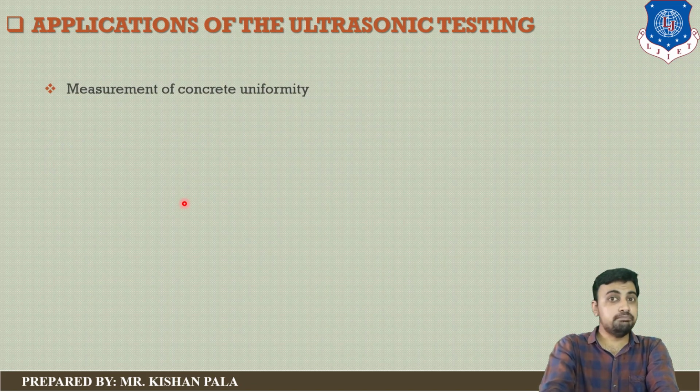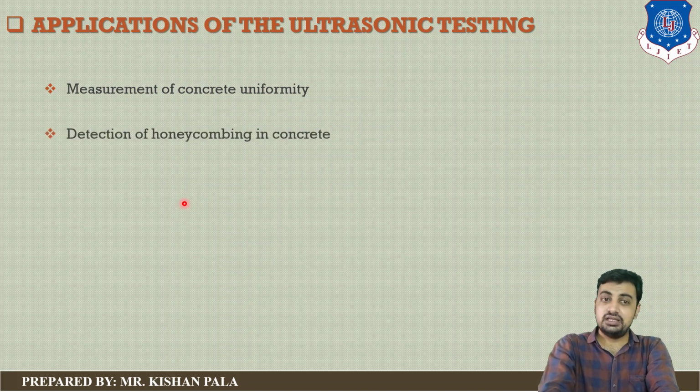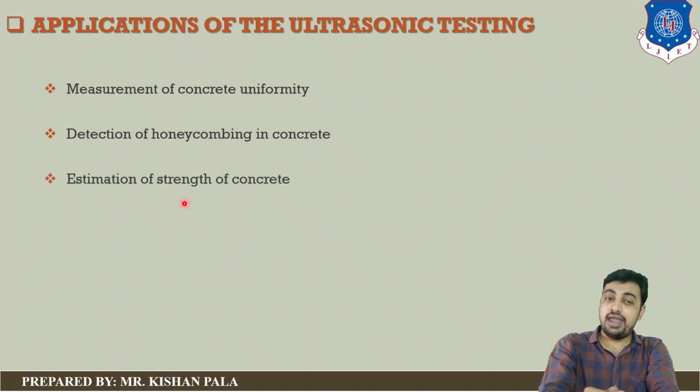Now let us discuss the applications of ultrasonic testing. First one is the measurement of concrete uniformity. Second one is the detection of honeycombing in the concrete, because you are applying the rays in the concrete mass, and after receiving the rays you identify the velocity of the ultrasonic rays, and then you can easily identify the honeycombing and the uniformity of the concrete mass.